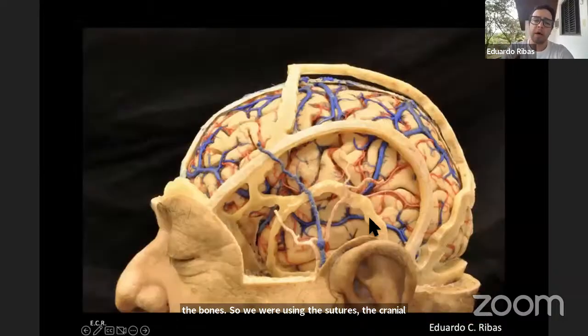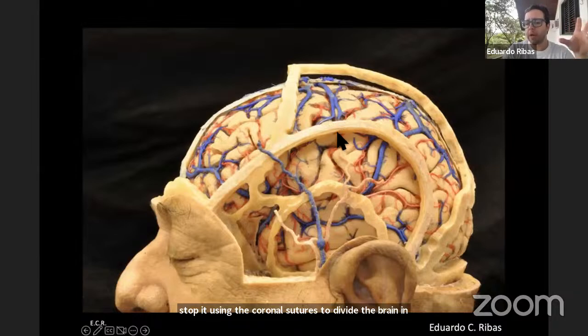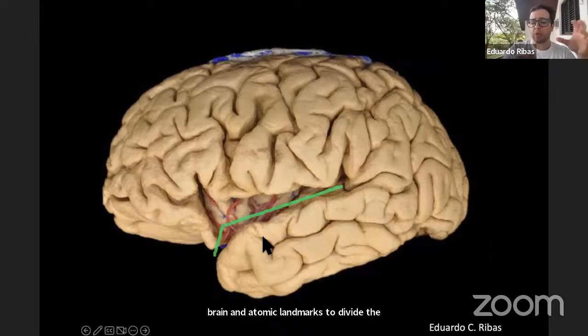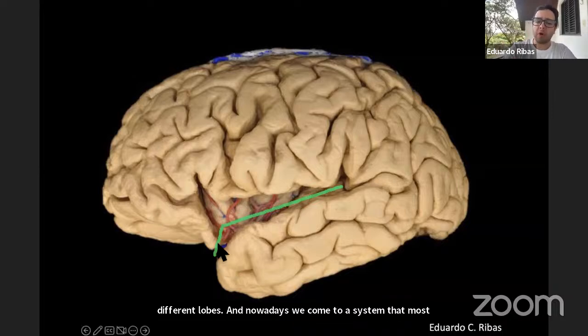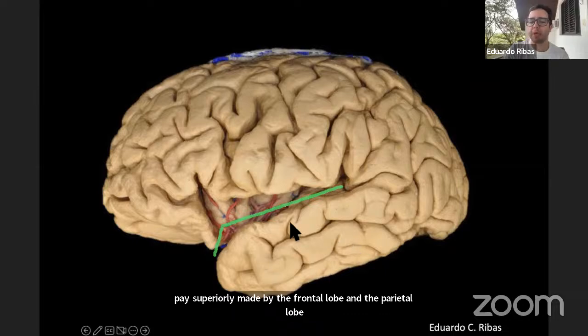And then we began to understand more about the brain surface, and we stopped using the cranial sutures to divide the brain into its lobes, and we started using brain anatomic landmarks instead. And nowadays we come to a system that most schools will use. So first of all, we're going to look for the lateral sulcus of the brain, also called the Sylvian fissure. The Sylvian fissure divides a space superiorly made by the frontal lobe and the parietal lobe from a space inferiorly made by the temporal lobe.